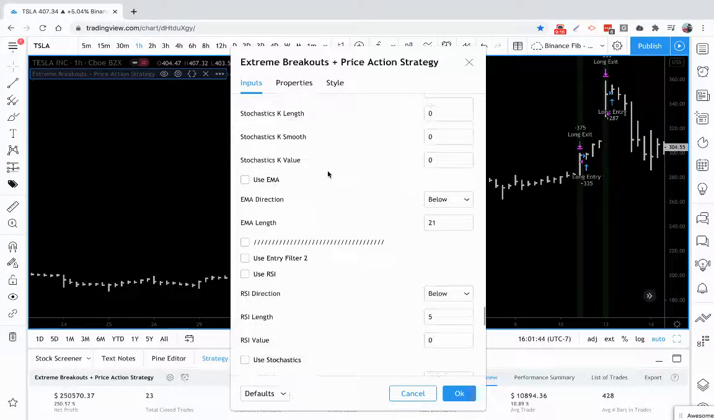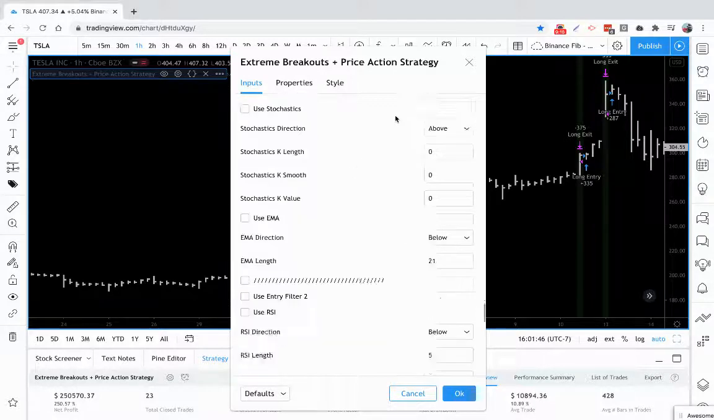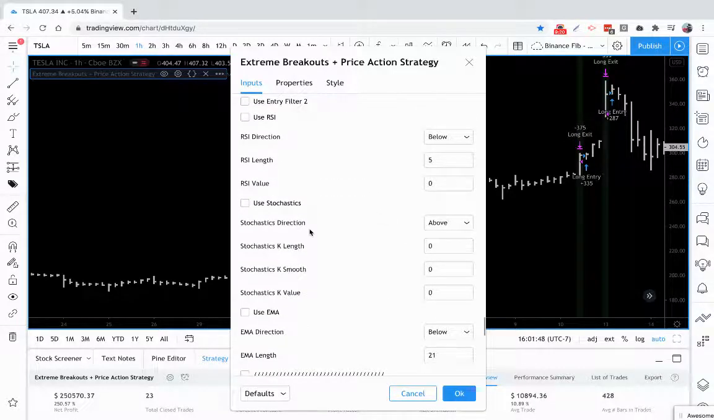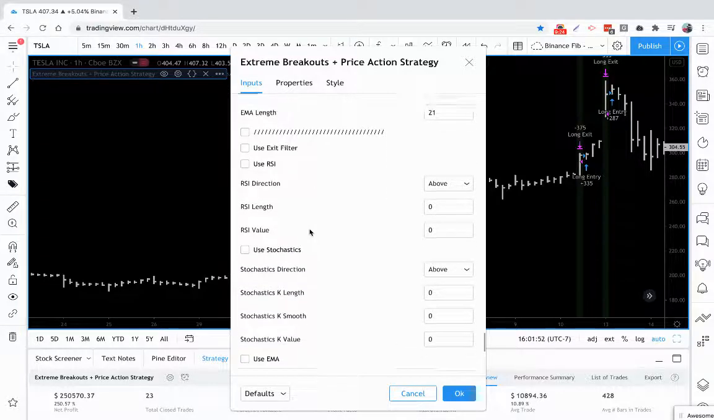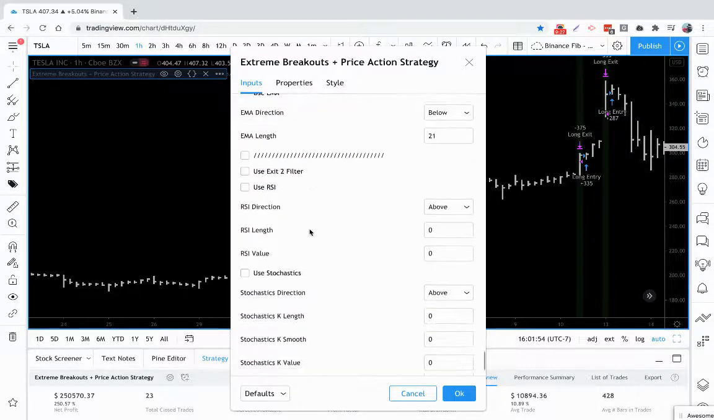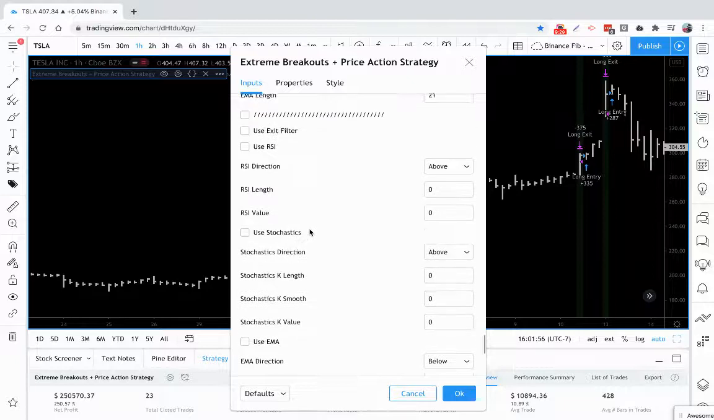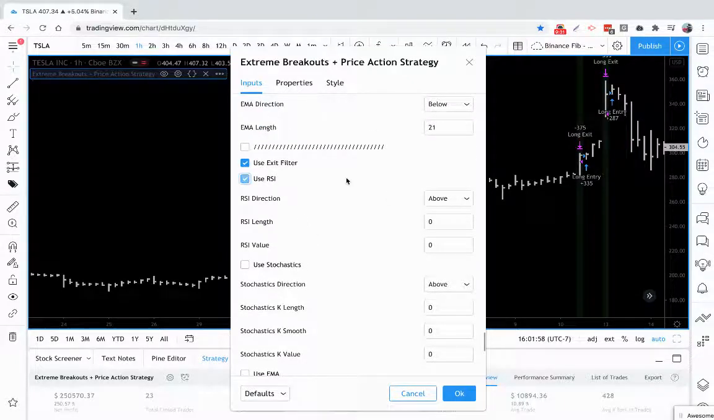You have two entry filters, so you could use one as a fast, and you could use one as a slower, longer time frame. And then last but not least, you have exit filters that can help you stay in trades if you want to stay in longer. So for example, let's say RSI, you don't want to exit if it gets above 95. You want to just stay in the trade. You can do that. See down here how that can affect your strategy.